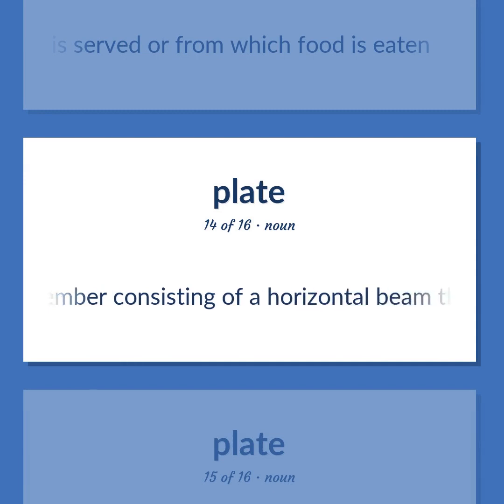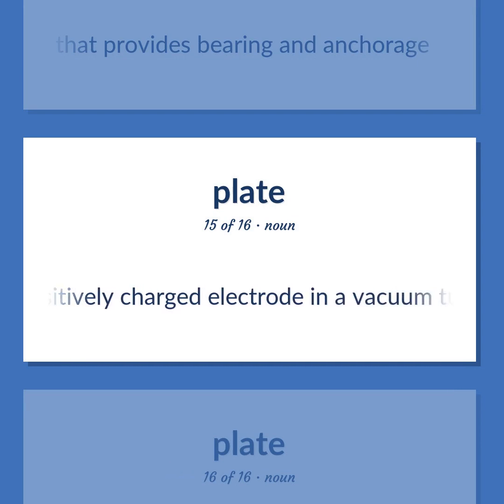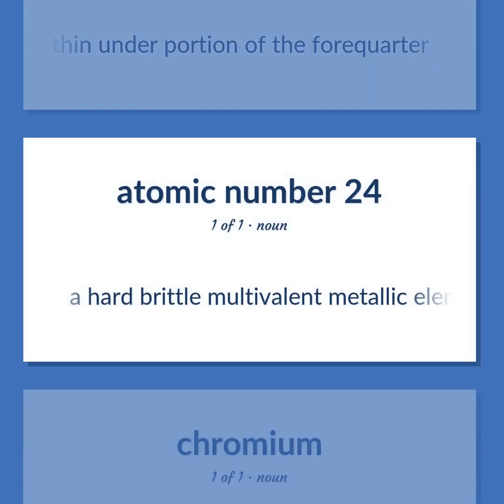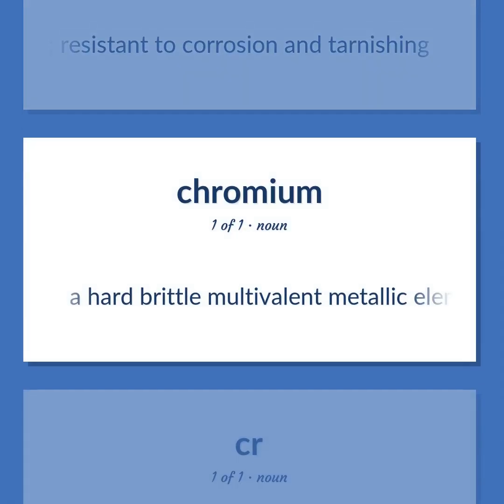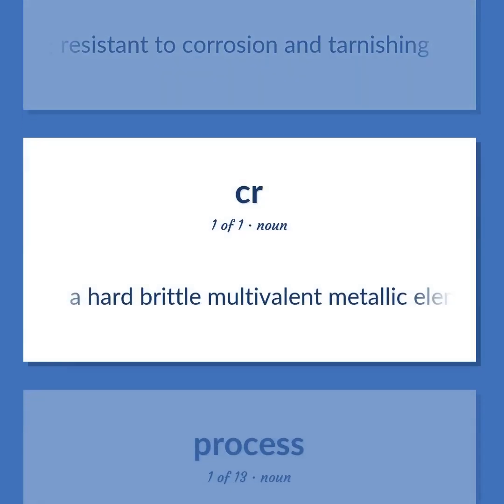Structural member consisting of a horizontal beam that provides bearing and anchorage. The positively charged electrode in a vacuum tube. The thin under portion of the forequarter. A hard brittle multivalent metallic element, resistant to corrosion and tarnishing.